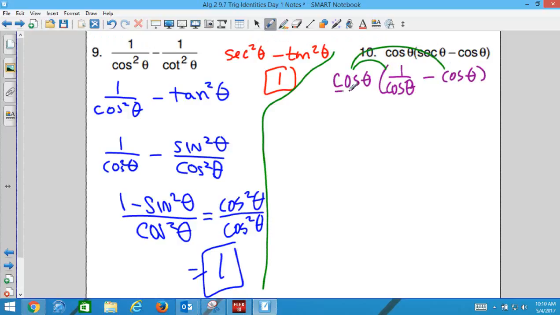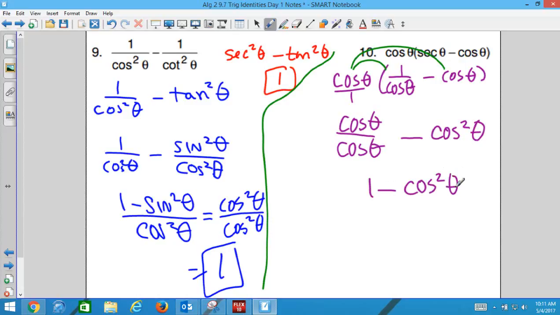So yes, it is over 1. When I distribute here, I get cosine theta over cosine theta minus cosine squared theta, because you multiplied cosine times cosine. So when we multiply those, we get 1 minus cosine squared theta. Is 1 minus cosine squared theta an identity? Probably. Sine squared theta.